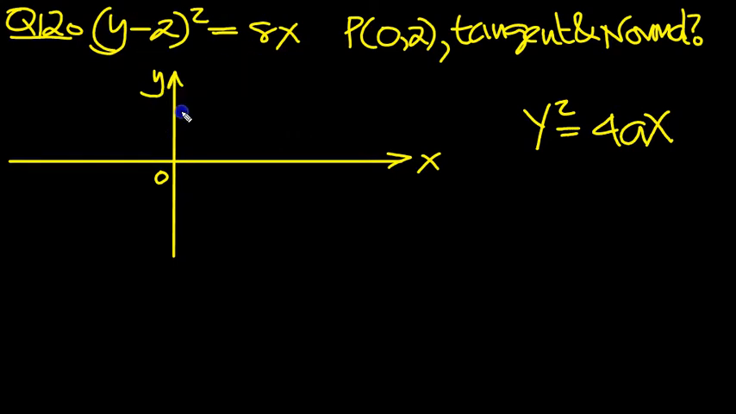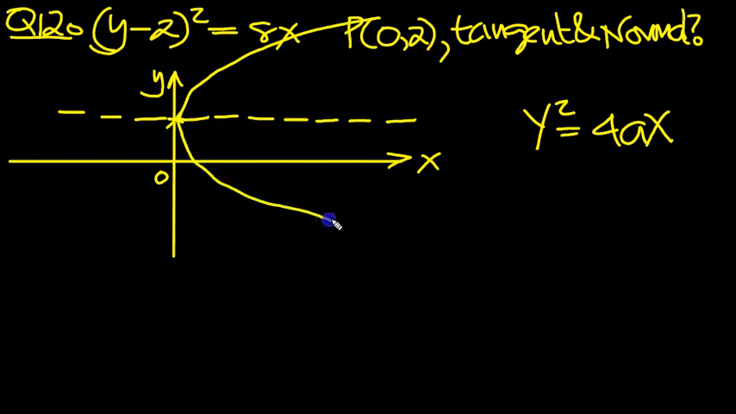Y would need to be 2, wouldn't it? So this is our vertex, and it's the customary parabola going in this direction here. So here's our axis of the parabola, and we'll just draw a parabola out from the vertex like so. So there's our parabola then. So tangent and normal at (0, 2).